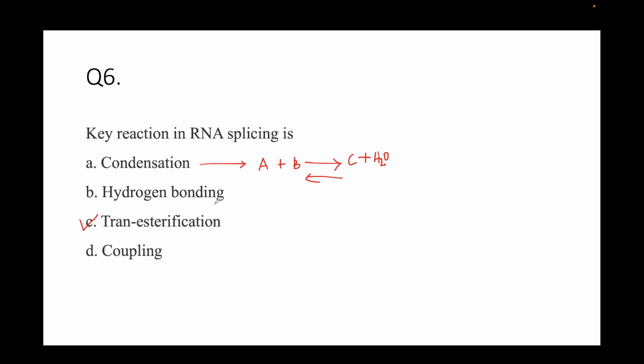Next one is hydrogen bonding. As the name suggests, there must be a hydrogen bond which connects two different molecules. Next is transesterification, which we are going to discuss. Next one is coupling. Coupling is a reaction in organic chemistry where two molecules combine to produce a third molecule, AB. A is one molecule, B is another different molecule, but both of them combine to produce AB. So this is one example of a coupling reaction. Fine.